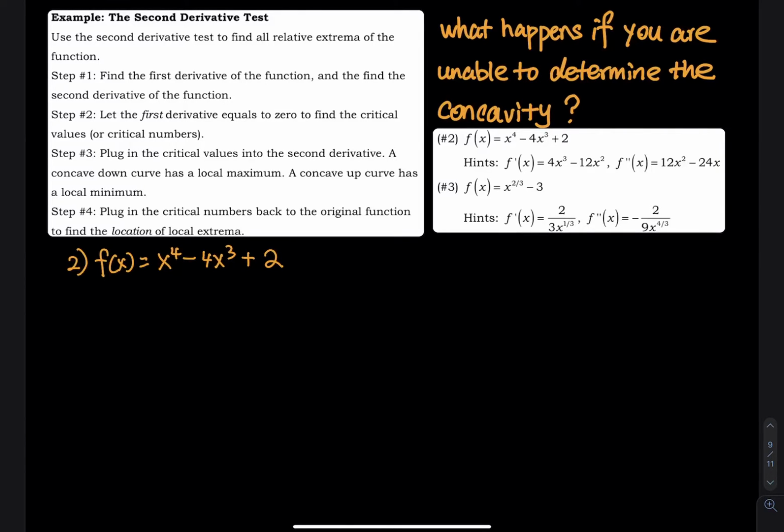So for number 2, we have an f of x. I gave you f prime and f double prime because I want you to double check your work. Make sure you do not mess up the derivative. If you mess up the derivative, you mess up the critical number, then the entire problem is wrong. So let's quickly do f prime of x. Using simple power rule, we have 4x^3 minus 12x^2, right? And then we set that equal to 0.